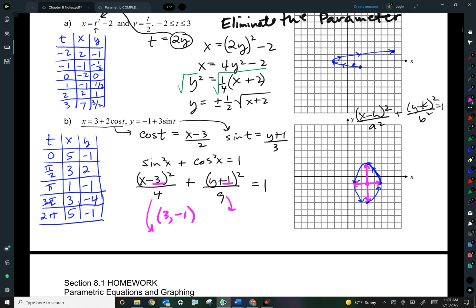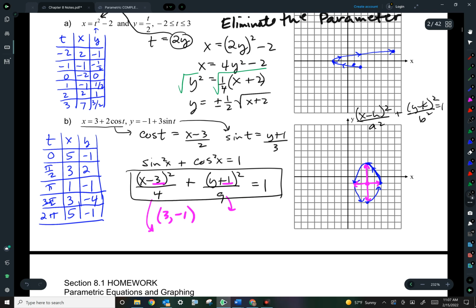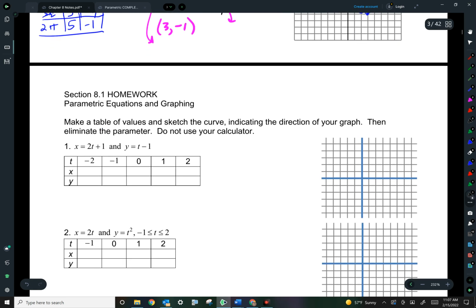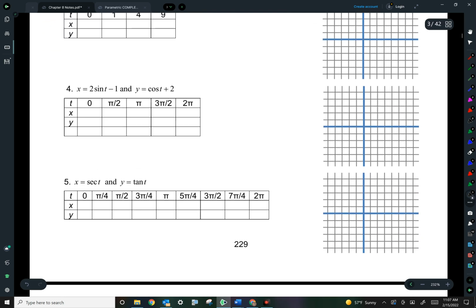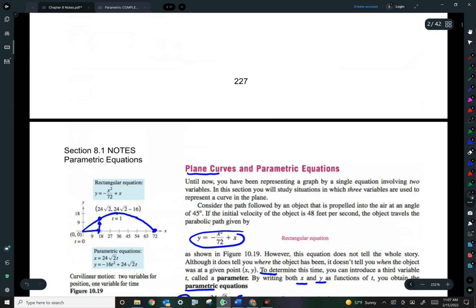Now you may not remember all of that ellipse stuff, and so you're all freaking out, but you don't necessarily have to remember that. But what we will be doing is eliminating the parameter, where you take the two parametric equations and bring them back down into just one rectangular equation. So basically this is what we got when we eliminated the parameter. All right, and that's what the homework is. It's just practicing filling in that chart, drawing the graph, and then seeing if you can eliminate the parameter. All right, so it's just that one page, 229. Good luck with that.